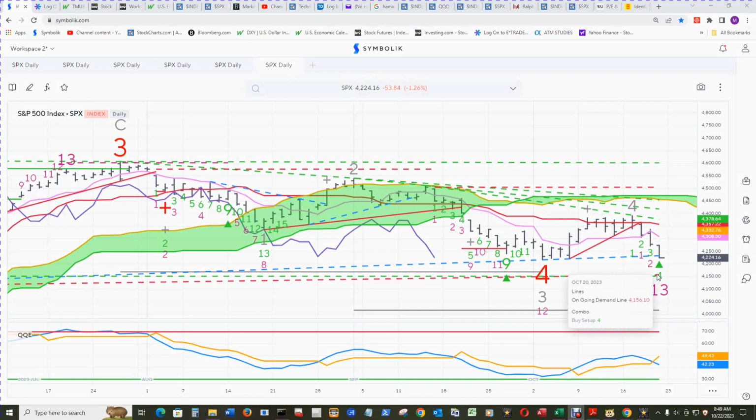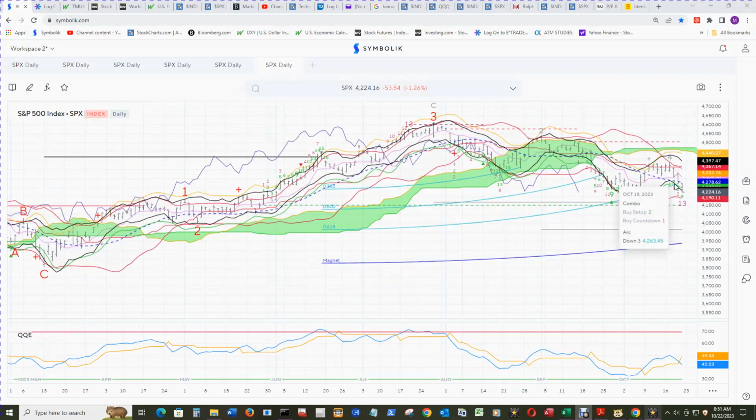And this ongoing demand line, which is right on top of the disqualified sell TDST major support, would become qualified with a close below it for end of day on Monday. And it's at 4156.61.